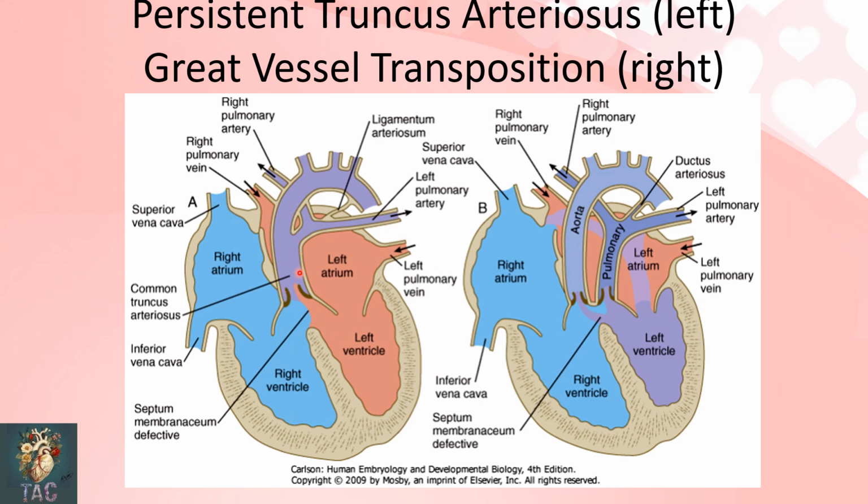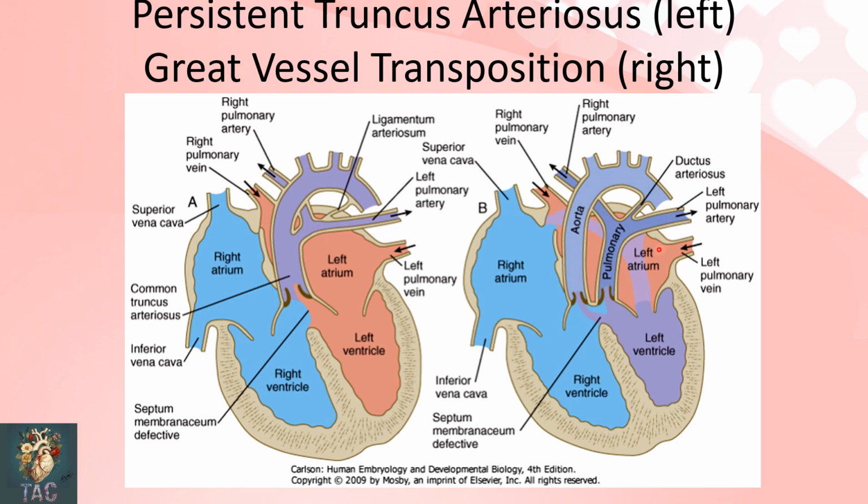Next is the persistent truncus arteriosus and the transposition of the great vessels. In persistent truncus arteriosus, the defect is basically that the conotruncal septum does not form and there is a common outflow chamber. So there is a persistent common truncus arteriosus taking blood from both the right as well as the left ventricle. Also, as the conotruncal septum contributes to the formation of the membranous part of the interventricular septum, there is a defect in the membranous part of the interventricular septum also. There is a patent common truncus arteriosus and mixing of the blood in both the aorta and the ventricle.